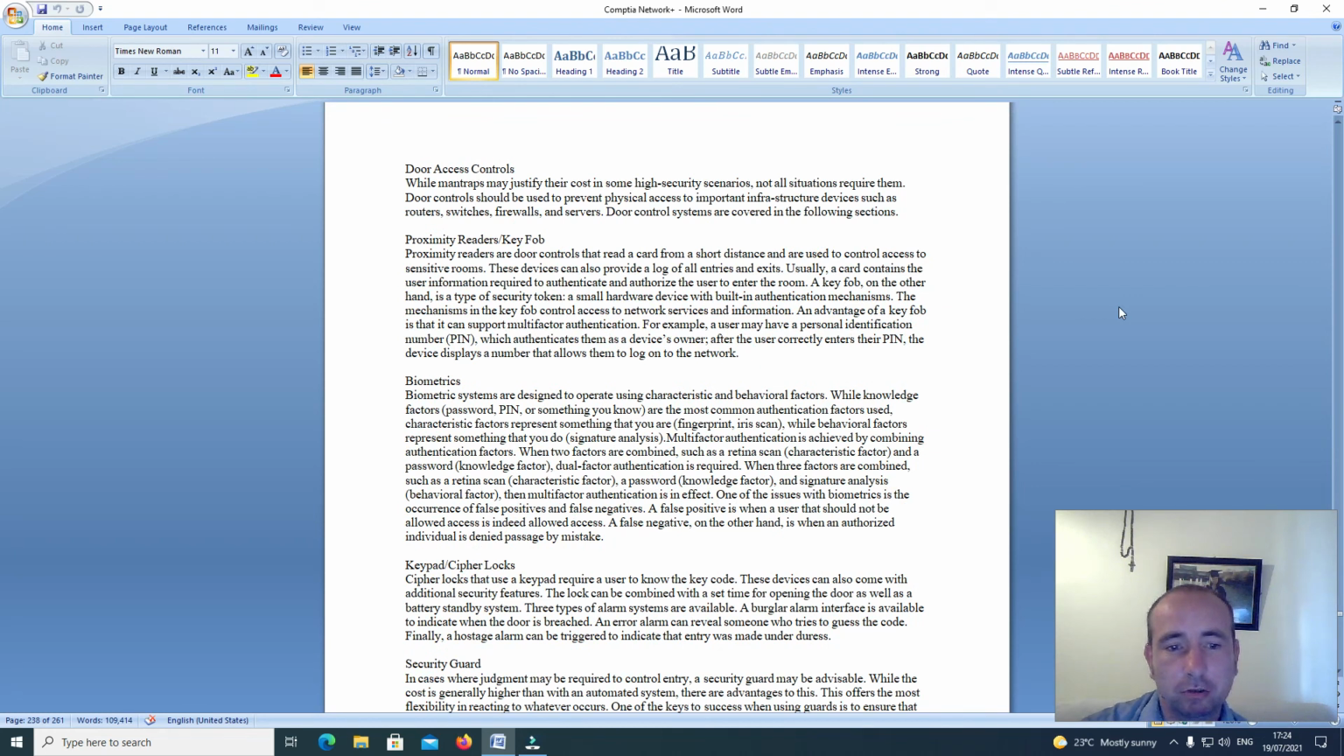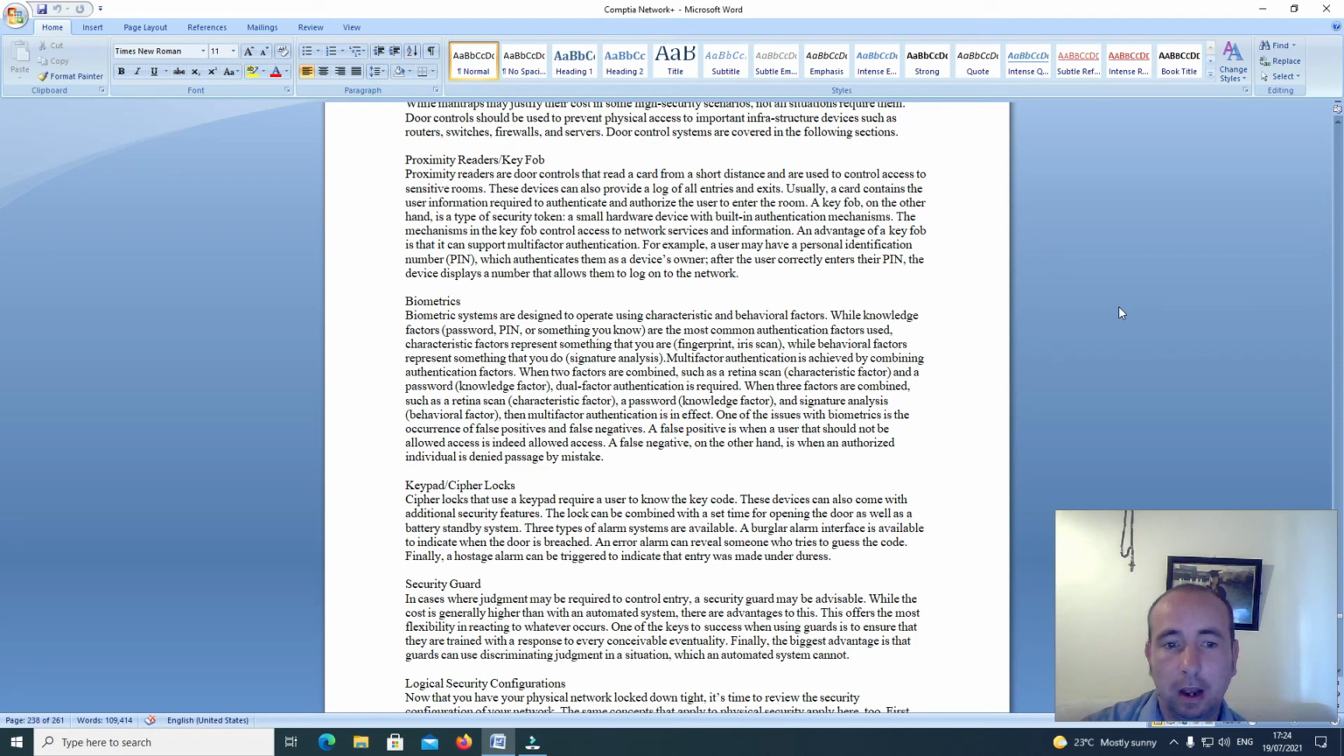Door access controls. While mantraps may justify their cost in some high security scenarios, not all situations require them. Door controls should be used to prevent physical access to important infrastructure devices such as routers, switches, firewalls and servers. Door control systems are covered in the following sections.